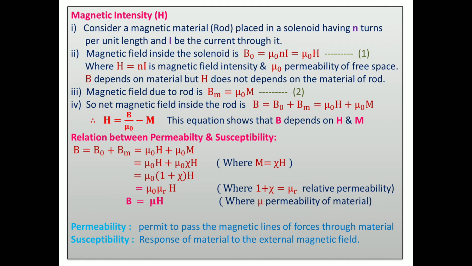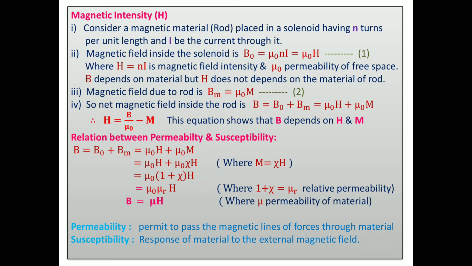Rearranging the terms, you can take mu 0 m to this side, and thereafter H is taken. So therefore H equals B upon mu 0 minus m. This equation shows that the magnetic field depends upon the magnetic intensity as well as the magnetic dipole moment.